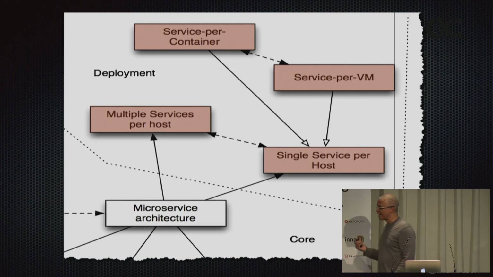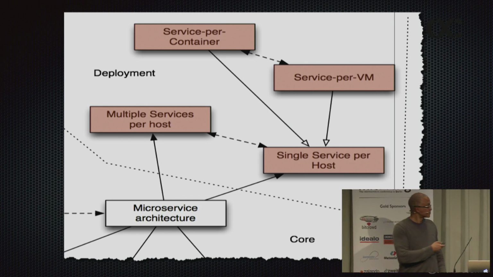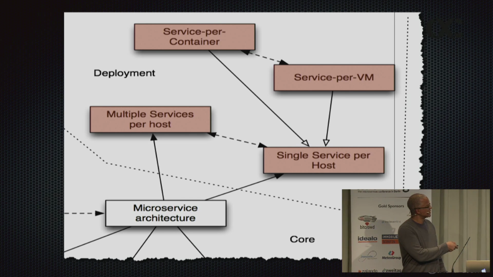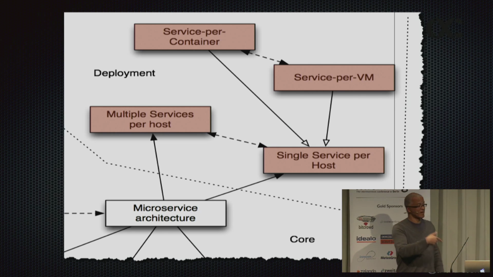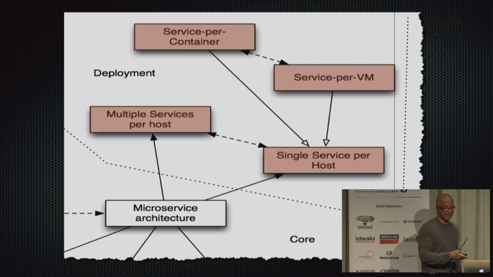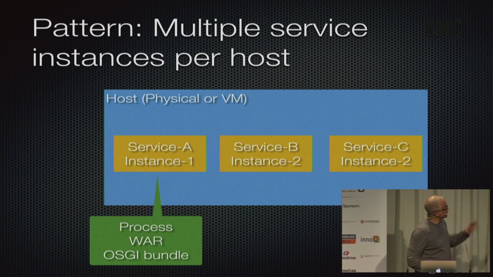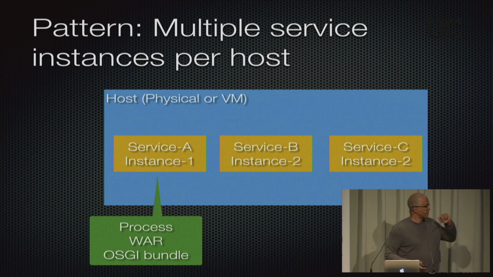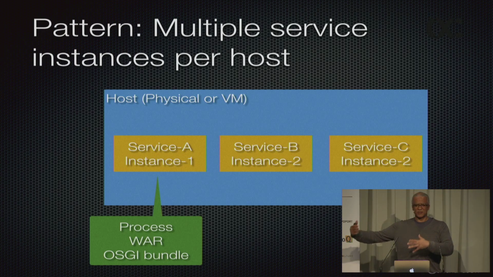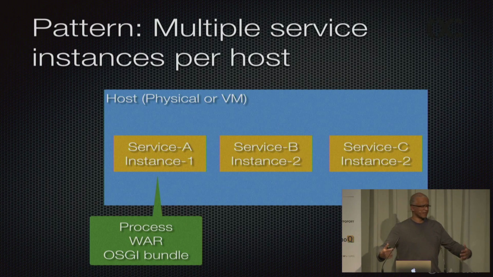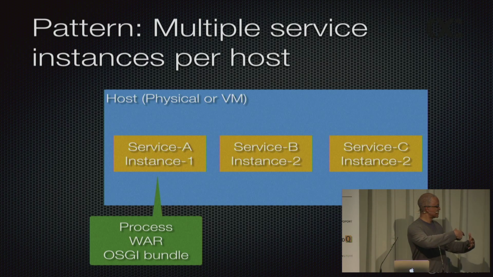So there's a bunch of patterns that you can use, right? There are two main options: the more traditional multiple service instances per host, or a single service instance per host, which translates into either a service instance per VM or a service instance per container. Multiple service instances per host is the traditional model, where you get a machine and you run a bunch of service instances on it.